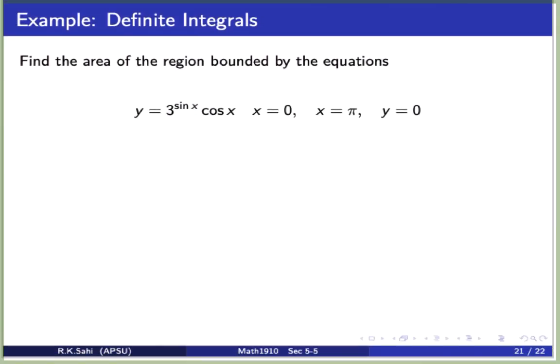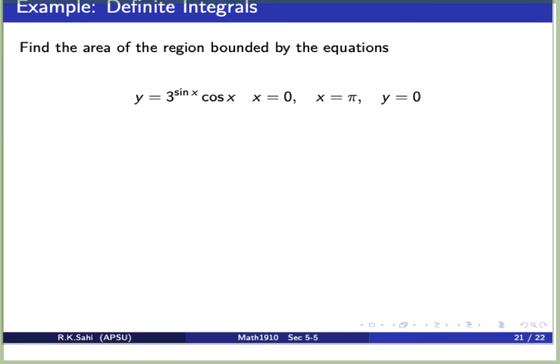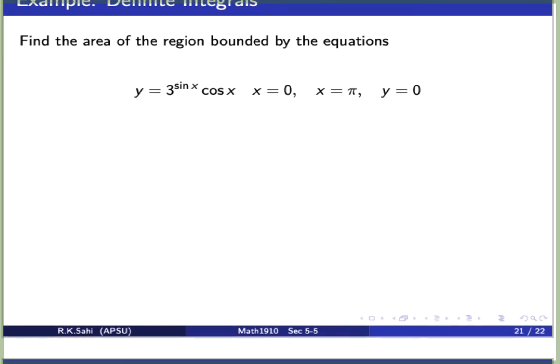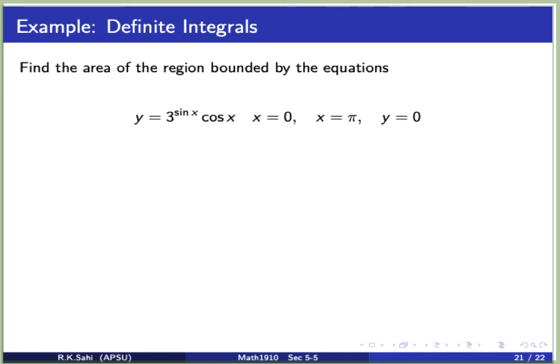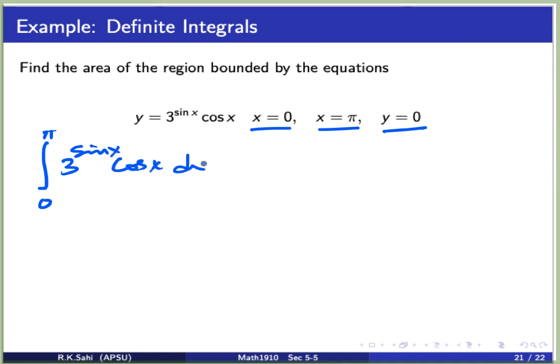One last problem, guys. Here you have to write down the definite integral. It says find the area of the region bounded by these equations: y equals 3 to the power sine x cosine x, x is 0, x is pi, y is 0. So you want to write down the definite integral equation, which is the integral from 0 to pi of 3 to the power sine x times cosine x dx.